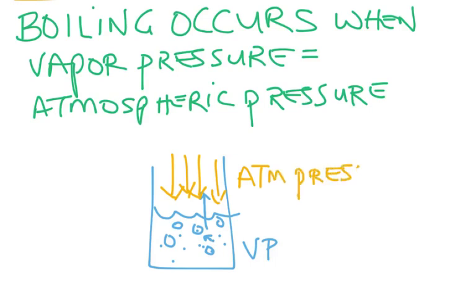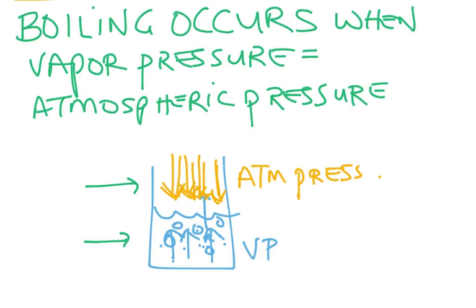So in any open container of liquid, you kind of have a battle. You have your vapor pressure pushing this stuff up to try to make it a gas, and you have your atmospheric pressure pushing it down to keep it a liquid. Well, the only way you're going to boil is when this vapor pressure is able to equal and then overcome your atmospheric pressure. Very logical if you think about it.